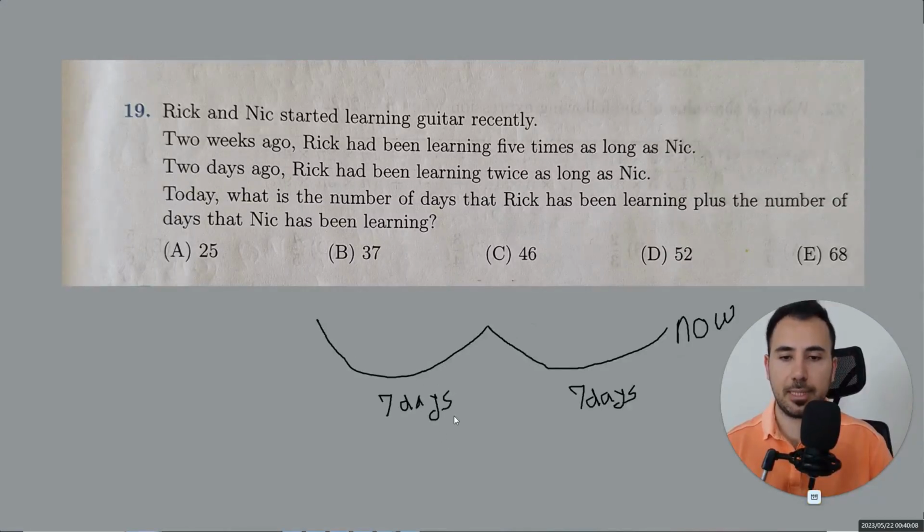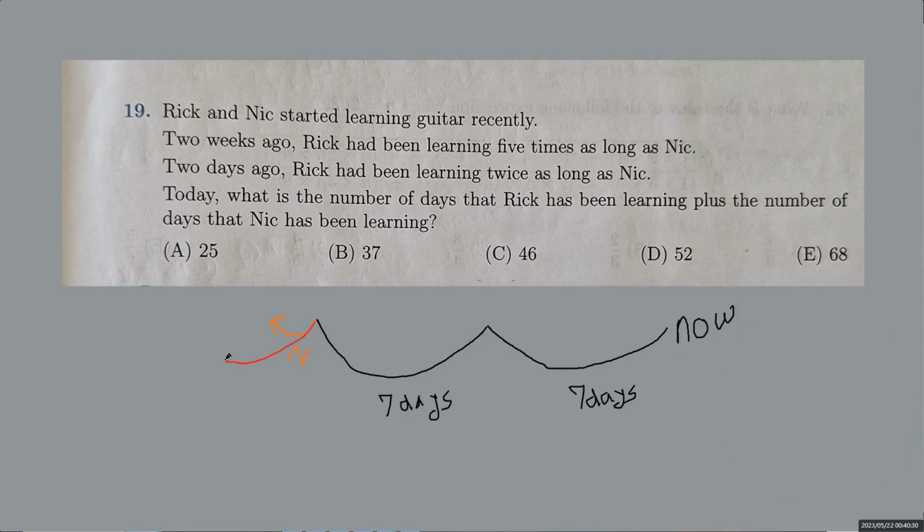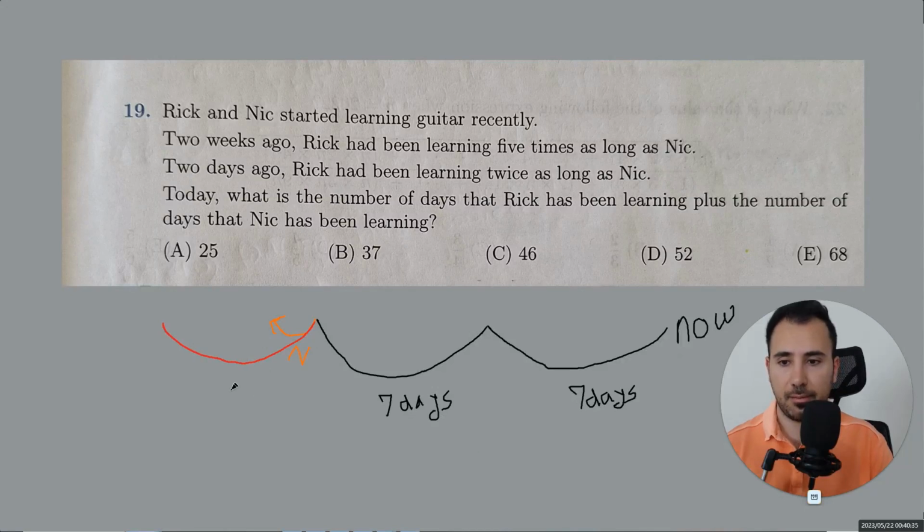So before this time, both of them had already started. So both of them have been doing this for more than 14 days. Nick, for this much, do we know how many days? No. But we know that Rick was 5 times before this. So my red line should be 5 times as big as my orange line. That's why I draw it like that.